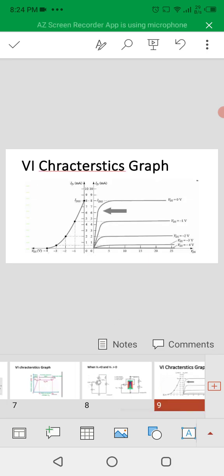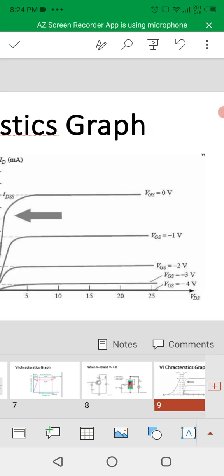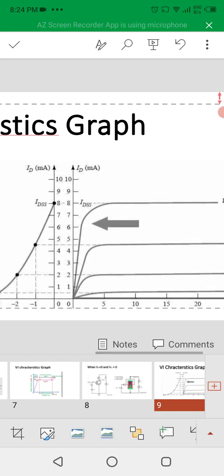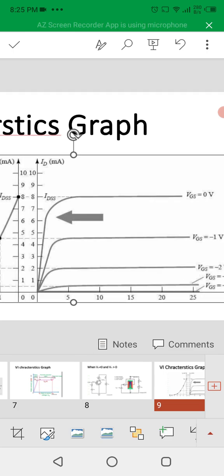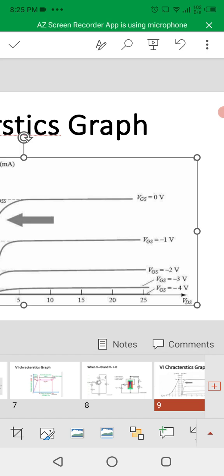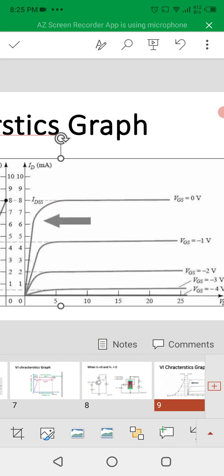Next, the VI characteristics graph is this. At minus 1 volt, when the gate to source voltage is negative, the current decreases. You can see that IDSS is the ID when VGS equals 0. As VGS is decreased negatively, the current decreases.